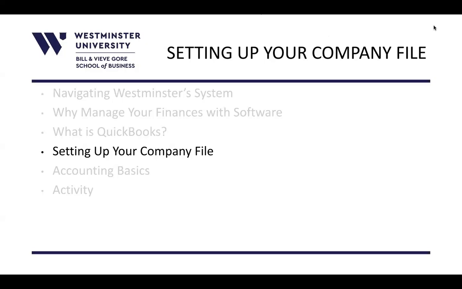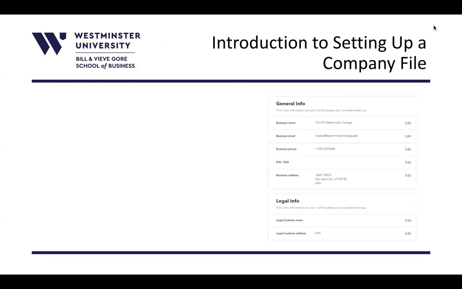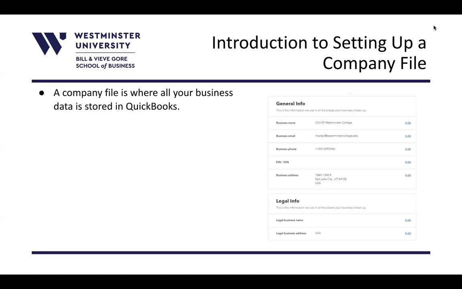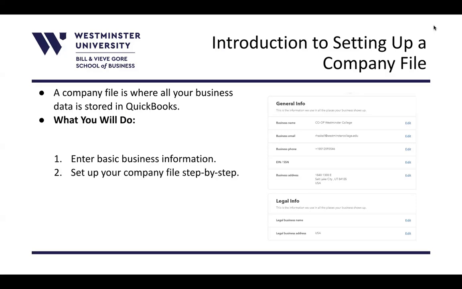Now that you have an overview of what QuickBooks is, let's discuss the first steps of using the software, which is setting up a company file. So first, a company file is where all your business data is stored in QuickBooks. A couple things that you will have to do when setting up your company file is first, enter basic business information, and second, set up your company file step by step.